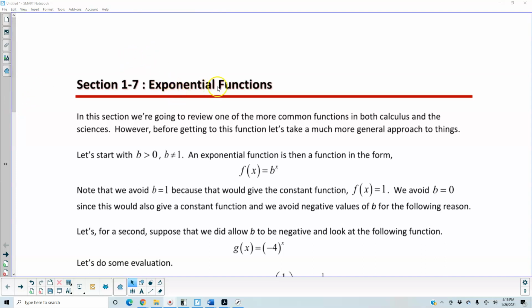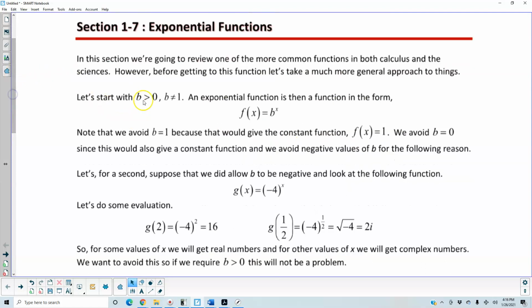Section 1.7, Exponential Functions. In this section, we're going to review one of the more common functions in both calculus and sciences. However, before getting to this function, let's take a much more general approach to things. Let's start with b greater than 0, where b is not equal to 1.